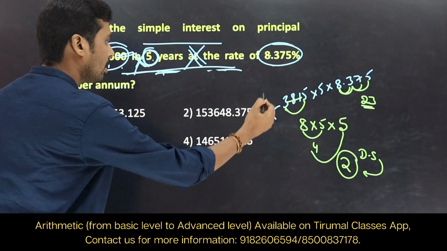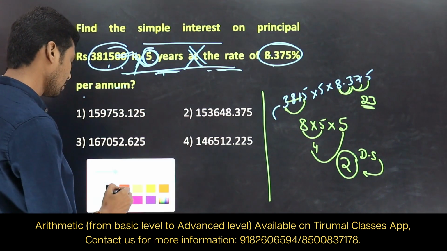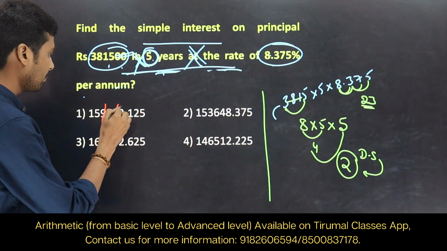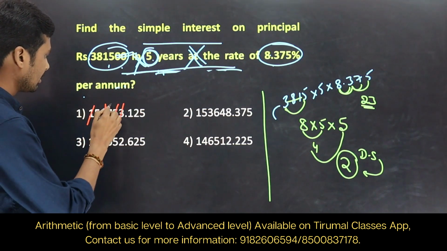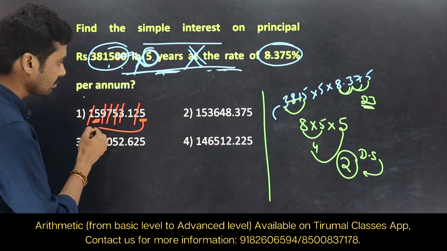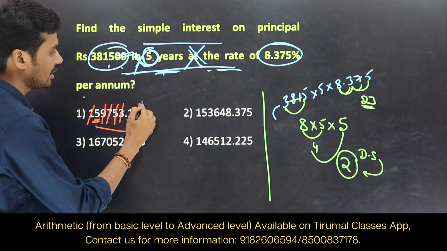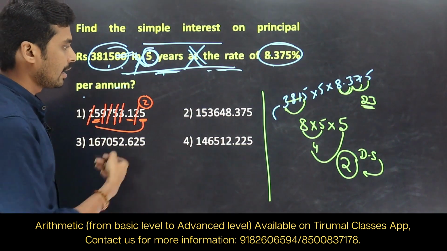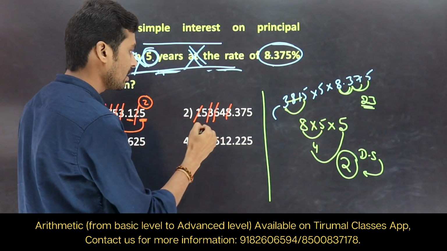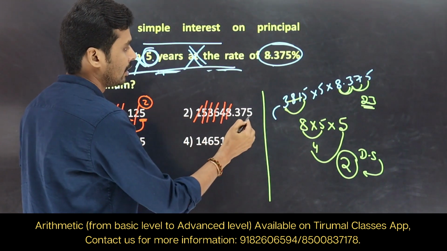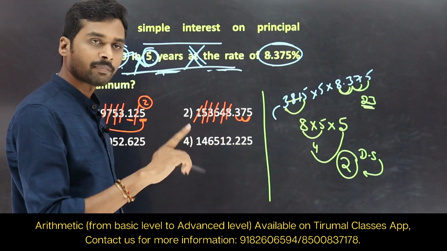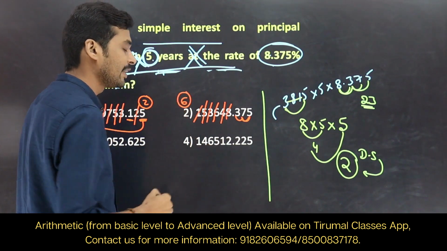Now look at the options. In which option do we have this number 2? In the first one, 9 gets cancelled, 5 plus 3 plus 1 gets cancelled, 7 plus 2 gets cancelled. What are the remaining numbers? 5 plus 5 is 10, 10 plus 1 is 11. 11 means 1 plus 1, so the DS value is 2. Similarly, look at the second one. 8 plus 1 gets cancelled, 6 plus 3 gets cancelled, 5 plus 4 gets cancelled. So 7 plus 3 is 10, 10 plus 5 is 15. 15 means 1 plus 5 is 6.